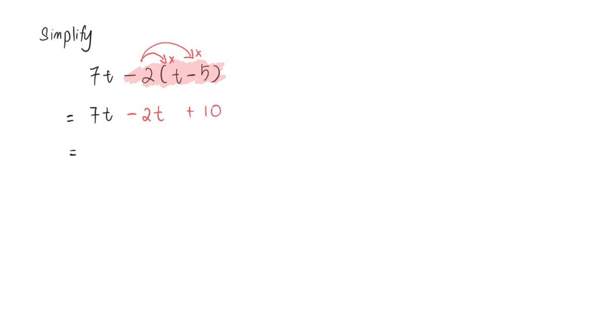And this will then give me 7t minus 2t, the like terms, 5t. Not forgetting, I still have a positive 10 here, and that will be the answer for this question. Let's move on to the next question.